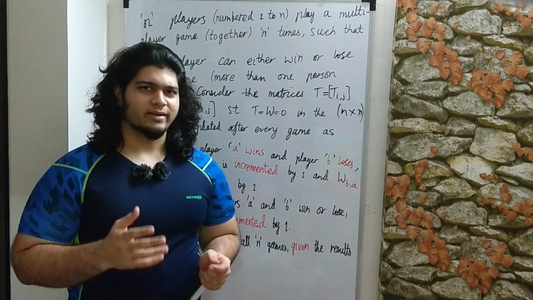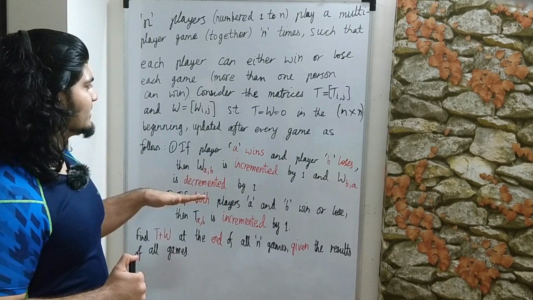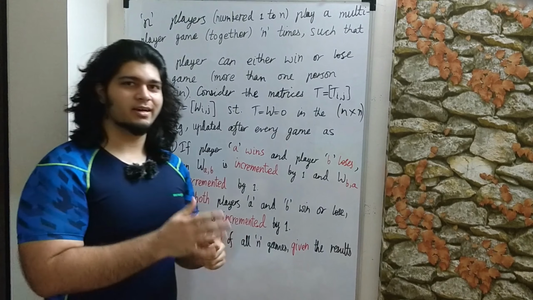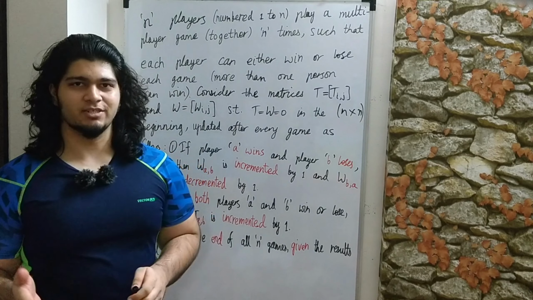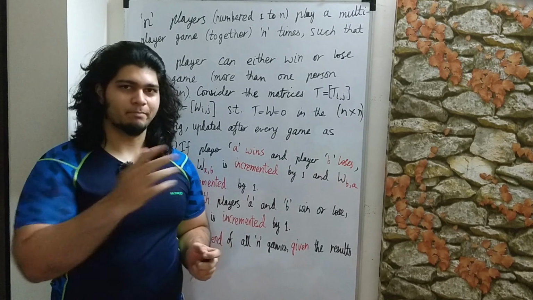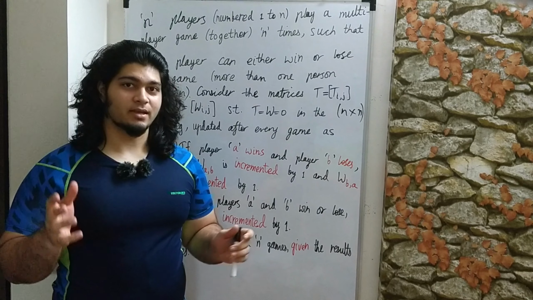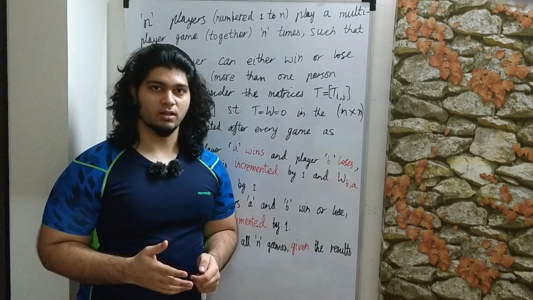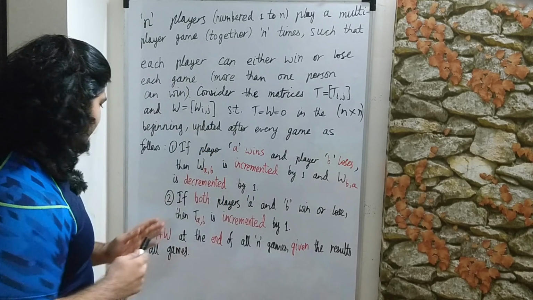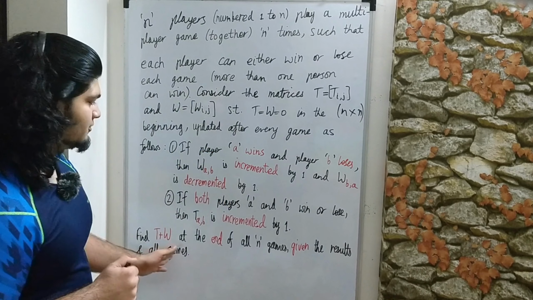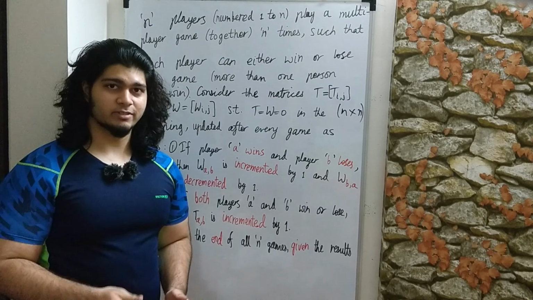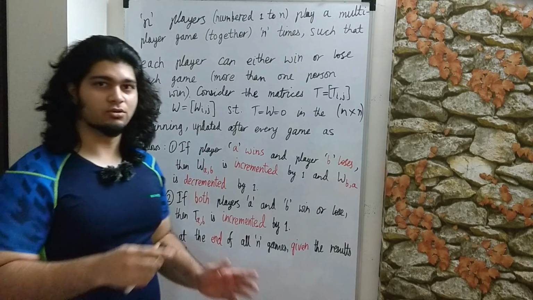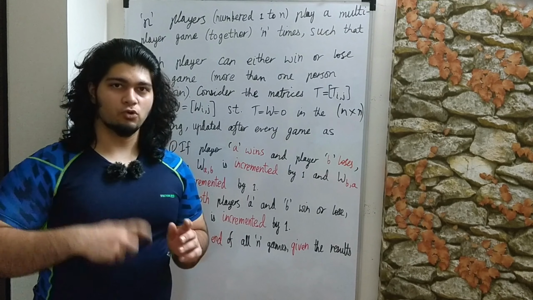So right off the bat you can see that these matrices are actually not concerned with the individual wins of A and B. They are more like comparing A and B. So you pick player A and player B, and then you set a comparison between them given the result of all the n games. And then we have to find T plus W at the end of all the n games given the results of all games. So we know for each and every game who won and who lost.